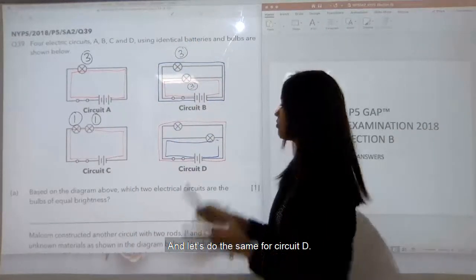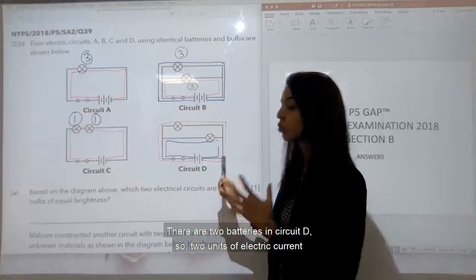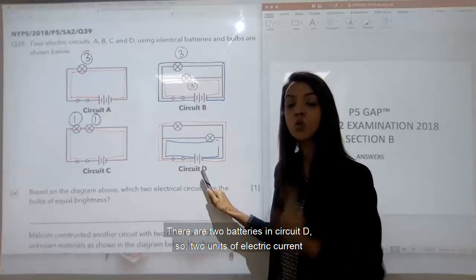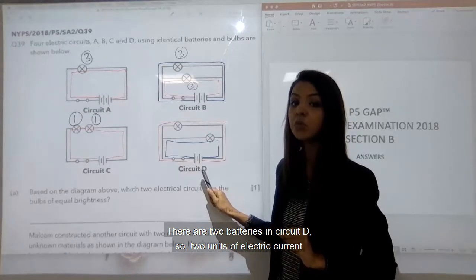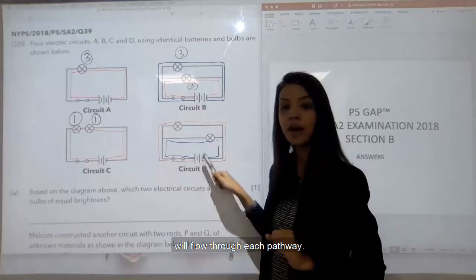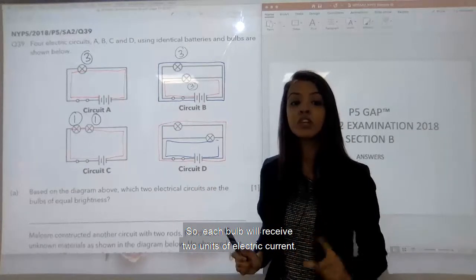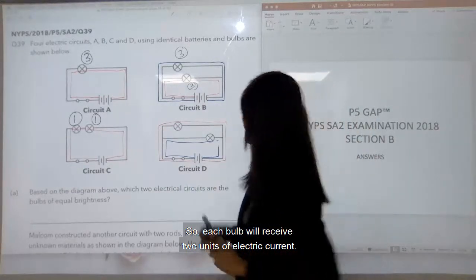Hence each bulb would light up with 3 units of electric current. And let's do the same for circuit D. There are 2 batteries in circuit D, so 2 units of electric current will flow through each pathway. So each bulb would receive 2 units of electric current.